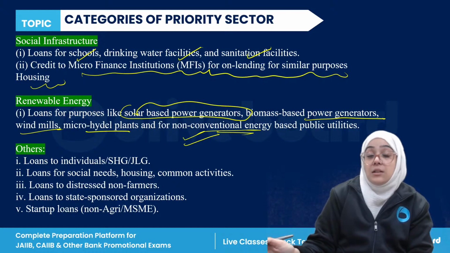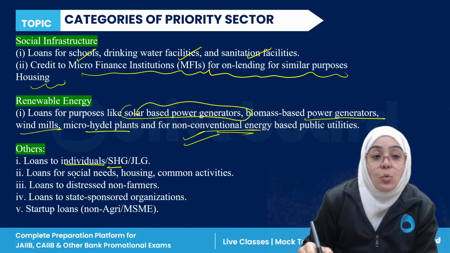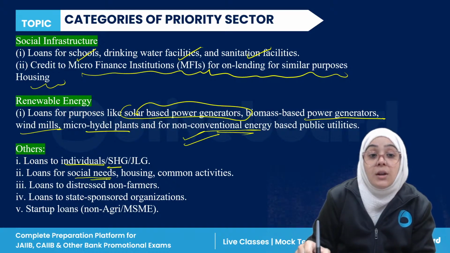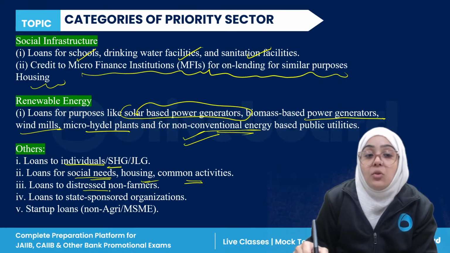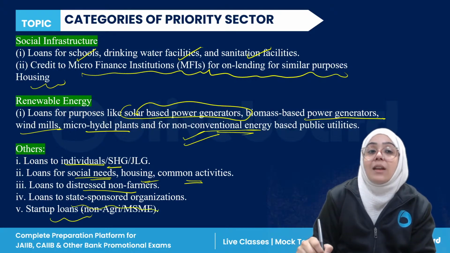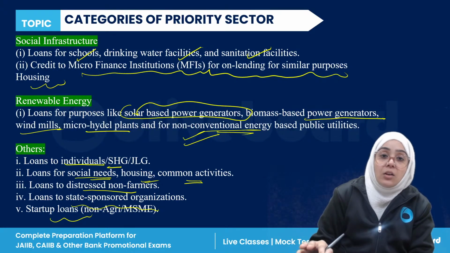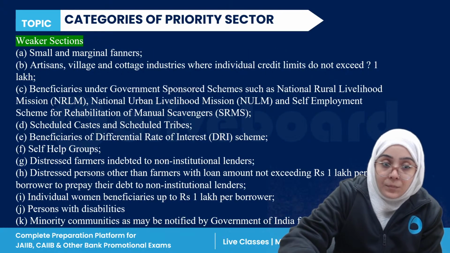Others. If we talk about the others, the loans to individual self-help groups, okay, there are loans which are given to social needs, housing, common activities. There are loans given to distressed farmers, startups loan, state sponsored organization. These all come under the priority sector.